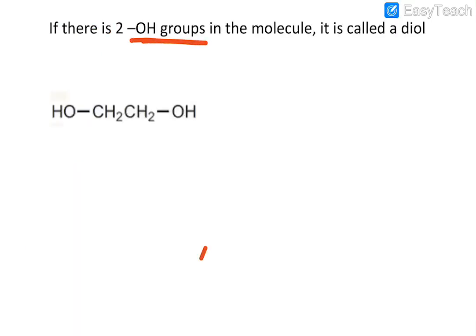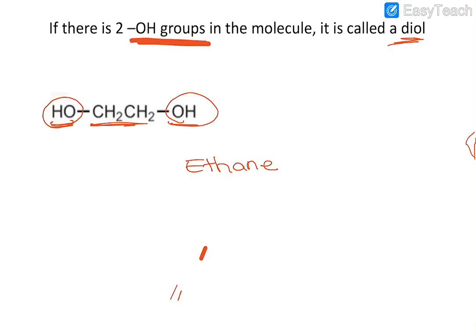Now, if there are 2 OH groups in the molecule, it's called a diol. So, for example, here you have OH and OH. So 2 OH molecule. So this is going to be called a diol. So this has 2 carbons. So ethane. There is 1 OH on the 1st carbon and the 2nd OH on the 2nd carbon. So ethane-1,2-diol. So you name the main chain and then 1,2-diol.